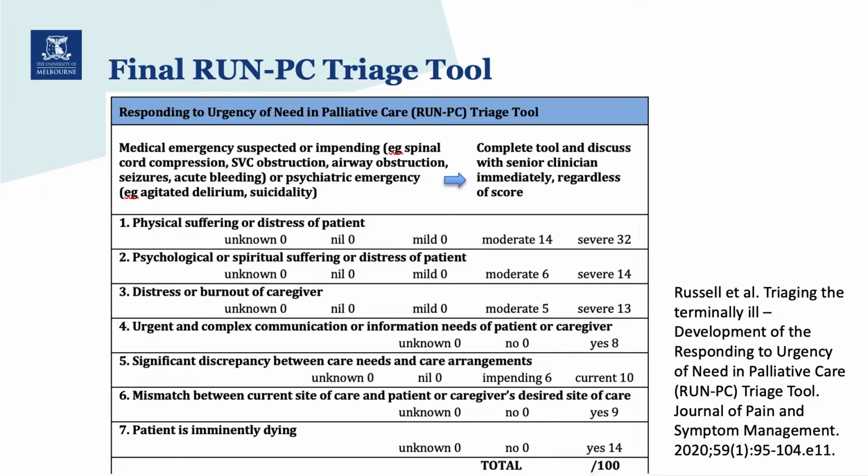And then you can see, as I said, number 1, the physical suffering or distress of the patient. If that's in the severe category, it gets 32 points, which is more than double all the other factors. And then the next highest is the psychological or spiritual suffering or distress of the patient, and the patient being imminently dying, number 7. And then the caregiver distress, which is number 3, and then the others that you can see there. So then in terms of the response options, you can see that unknown, nil and mild all score 0.